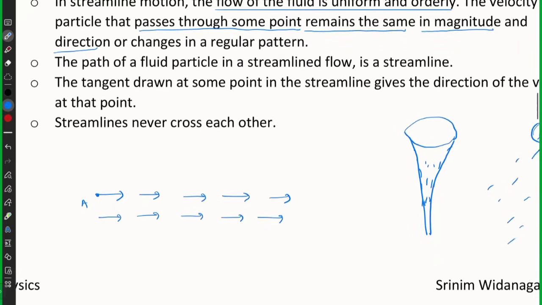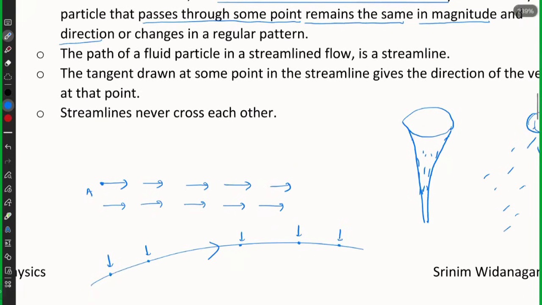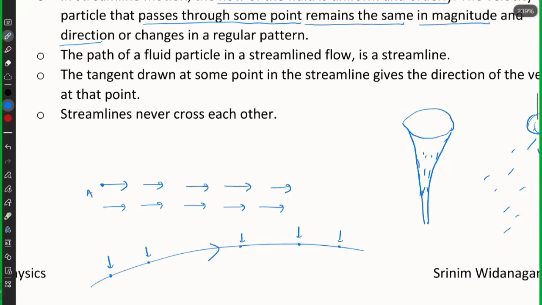So the path of a fluid molecule in a streamlined flow is what? A streamline, right? The path of a fluid molecule. Now see, suppose it's a streamlined motion. This is the particular path of that fluid molecule. This is the fluid molecule that we are interested in, and that is its movement in a streamline. That is what we call a streamline, the path of the movement of a fluid particle in a streamlined flow.